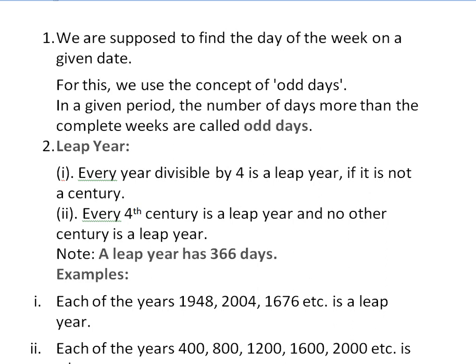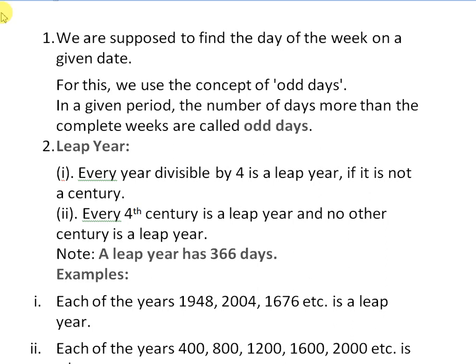So if you have 7 days given, the number of days more than the complete weeks are called odd days. About leap year, I know you all know about leap year. After every 4 years there is a leap year, and a leap year has 366 days, which means in the month of February there are 29 days. So every year divisible by 4 is a leap year. If it is a century, only every fourth century is a leap year and no other century is a leap year.